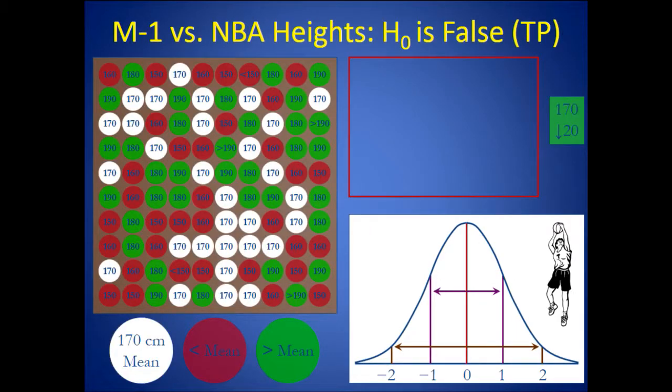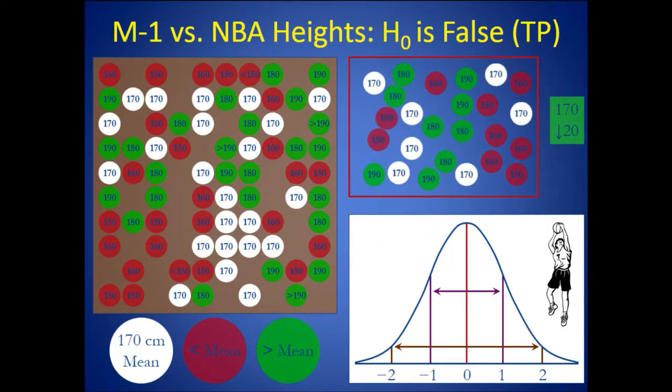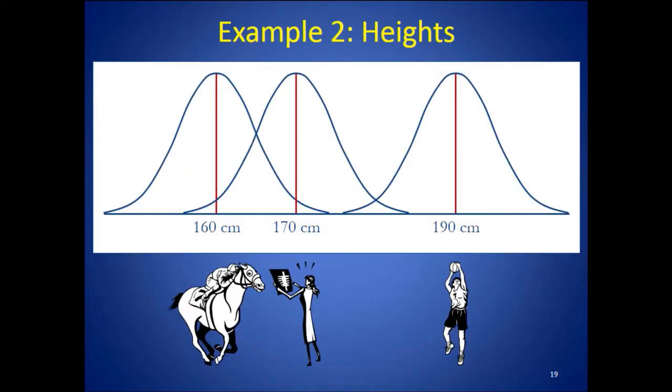So in this case, these are our 100 first-year medical students. In this case, the null hypothesis is false. There really is a difference between the heights of first-year medical students and NBA basketball players. So we sample 25 first-year medical students. We find a mean height of 170 centimeters. That's 20 centimeters different than what we expected. That turns out to be 10 standard errors of the mean away from what we expected, so we have enough evidence to reject the null hypothesis. The null hypothesis is implausible.